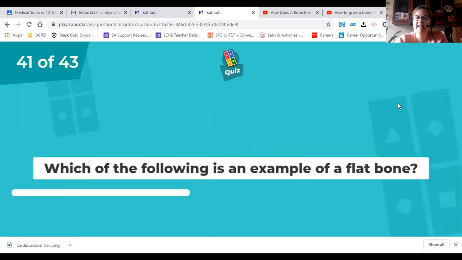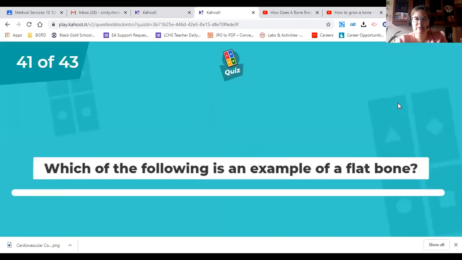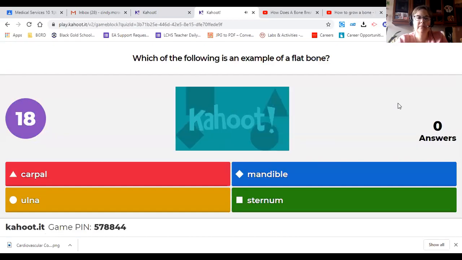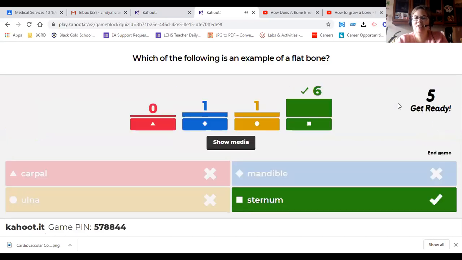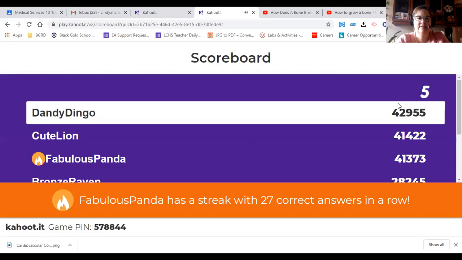Which of the following is an example of a flat bone? Carpal, ulna, mandible, sternum. Our sternum is a flat bone, nice and flat as our breastbone here. Okay, top 4 stayed the same. 2 more to go.